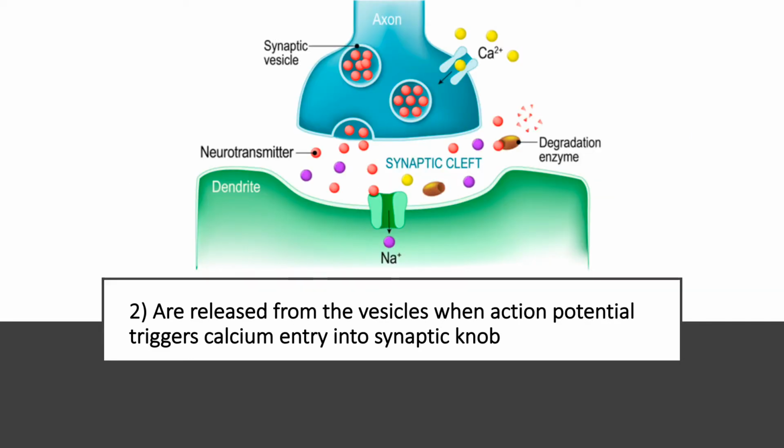Secondly, neurotransmitter is going to be released from the vesicles when an action potential triggers calcium entry into that synaptic knob. So we can see on this image here, there's going to be a calcium influx, allowing that vesicle to fuse and dump that neurotransmitter content into the synaptic cleft.